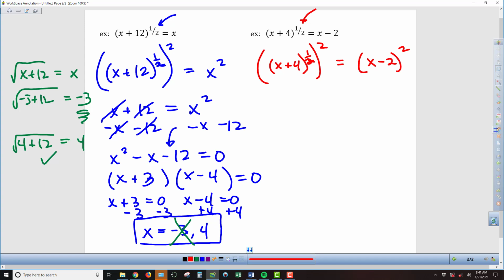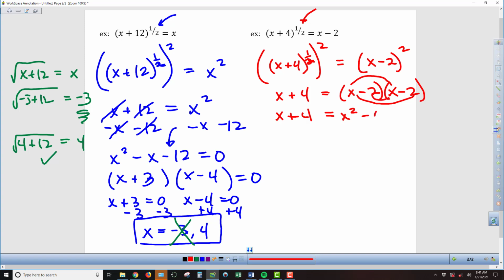So on the left, we're in pretty good shape. We're just going to end up with x plus 4, because 2 times 1/2 equals 1. So that's just x plus 4 to the first, which is x plus 4. On this side, though, I'm going to have to use my FOIL technique to multiply. I can't just square the individual pieces. I have to put parentheses around the whole thing and FOIL to square it. So I still have the x plus 4 here on the left. On this side, I've got x times x, which gives me x squared. Then I've got two matching pieces for the outer and inner: a negative 2x, another negative 2x. So that gives me negative 4x. And then negative 2 times negative 2 gives me plus 4.